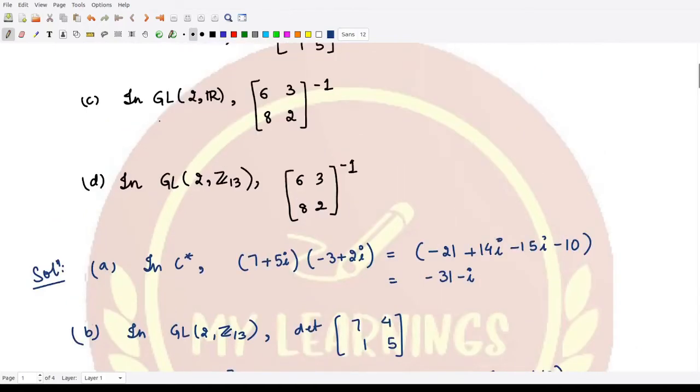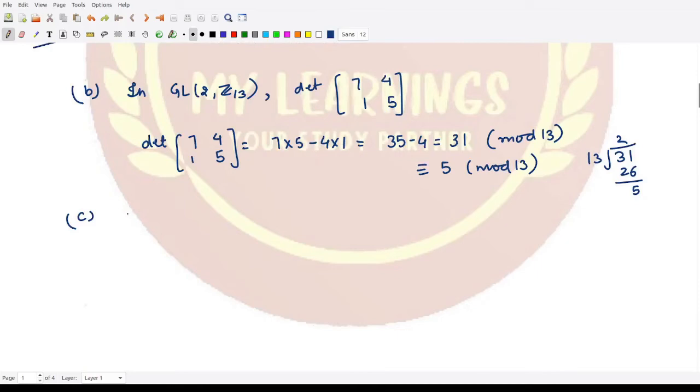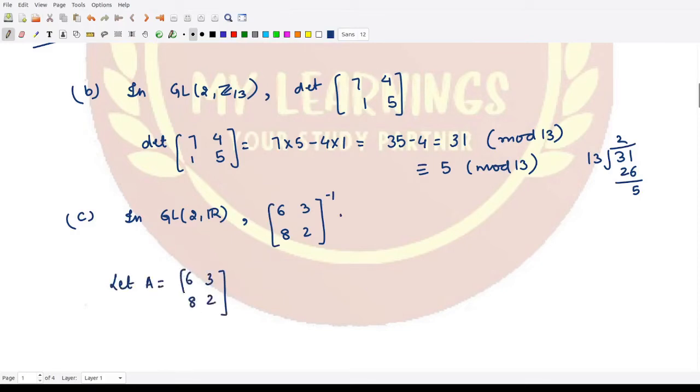For the third part, they are saying in the general linear group of all 2 cross 2 matrices whose entries are taken from the set of real numbers, we want to calculate the inverse of this particular matrix. So let's do that. So in the C part, we are in the general linear group of all 2 cross 2 matrices over the real numbers, and we want to determine the inverse of 6, 3, 8, 2. So first of all, let's name this matrix. Let A be equal to 6, 3, 8, 2, right? So first of all, what is the formula to calculate the inverse of A? It is adjoint of A, right, divided by the determinant of A. This is the formula. So let's first of all calculate the determinant of A.